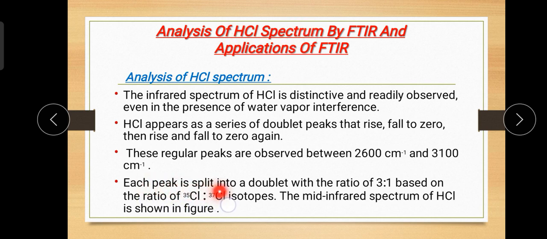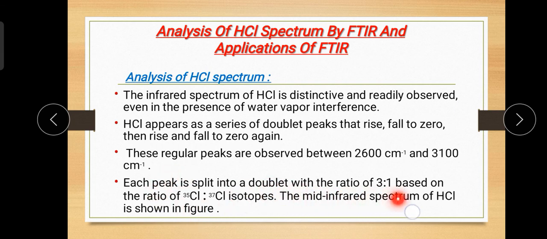Each peak is split into a doublet with the ratio 3:1, based on the ratio of the two isotopes of chlorine, 35Cl and 37Cl. These are the two isotopes of chlorine, and the peak splits into two peaks, and this splitting occurs in the ratio 3:1, which is the ratio of the chlorine isotopes, chlorine 35 and chlorine 37.